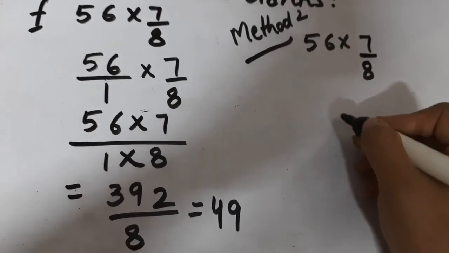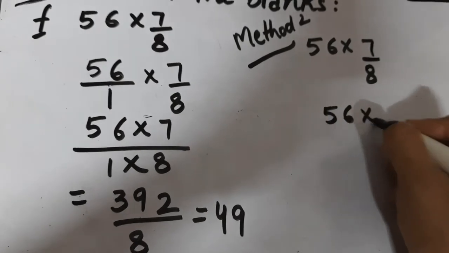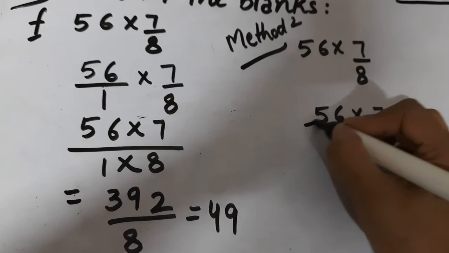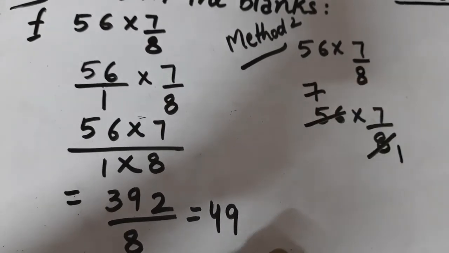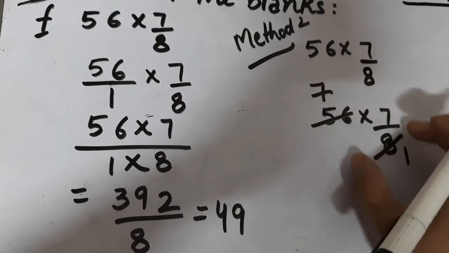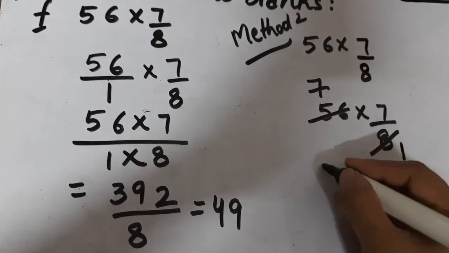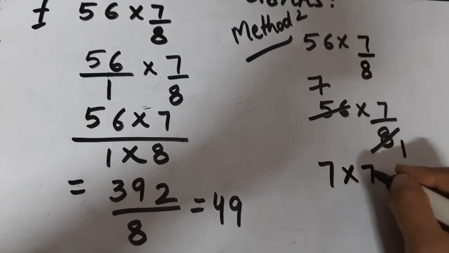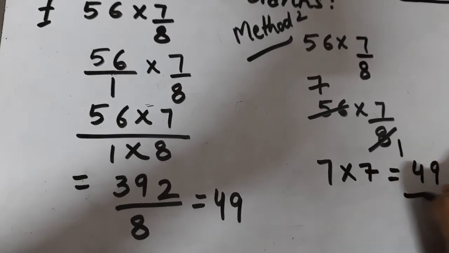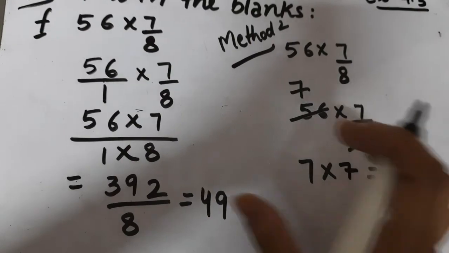So 56 multiplied by 7 upon 8. 8 ones are 8, 8 sevens are 56. 8 can divide 56. 8 ones are 8, 8 sevens are 56. Now multiply the numerator. 7 multiplied by 7, which is 49. Okay, like this you can solve this question.